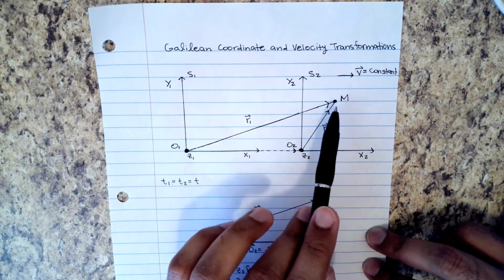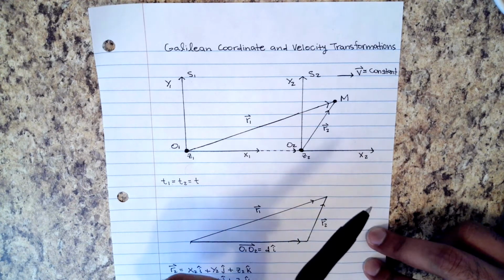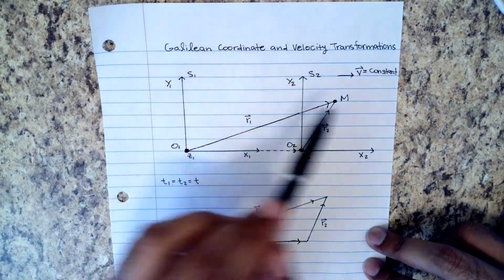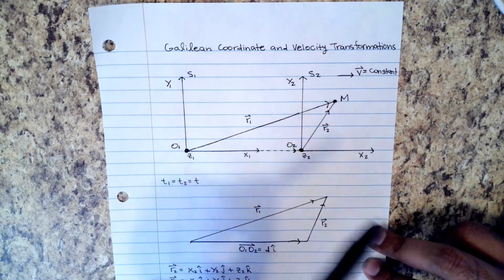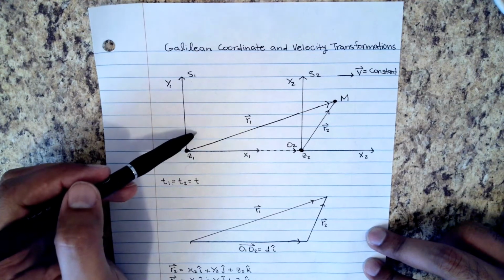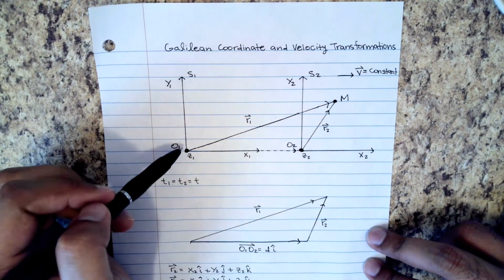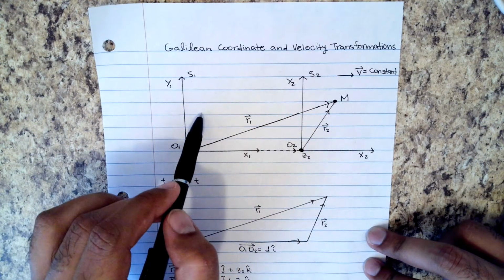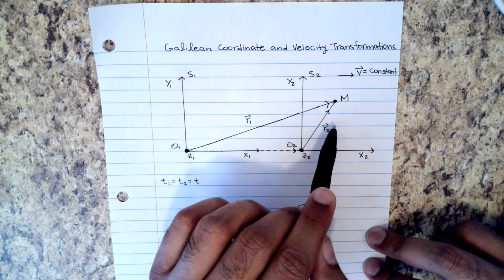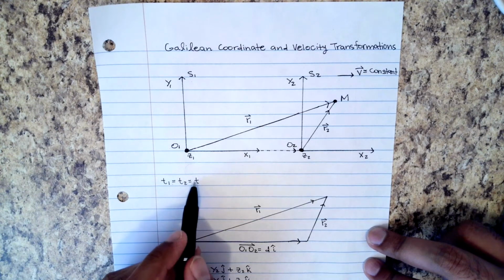Now there's an event that occurs in S2, which I'm calling here M. What we want to know is what are the coordinates and the time measurements that someone who is in S1 will make for this event. We assume in this case that the time that someone sitting in this reference frame and someone sitting in this reference frame measure for this event is the same. So that's one assumption that we make: t1 is equal to t2, which we'll just call t.